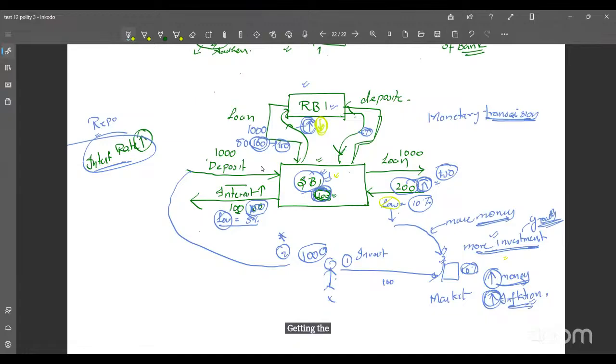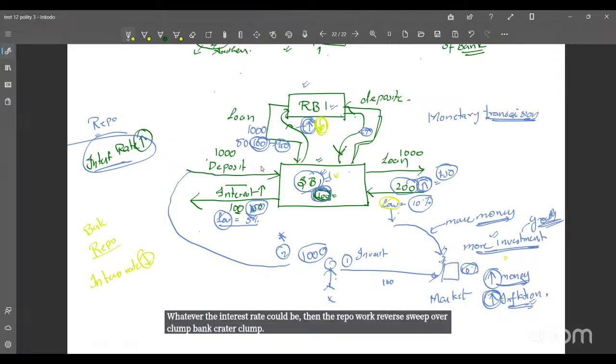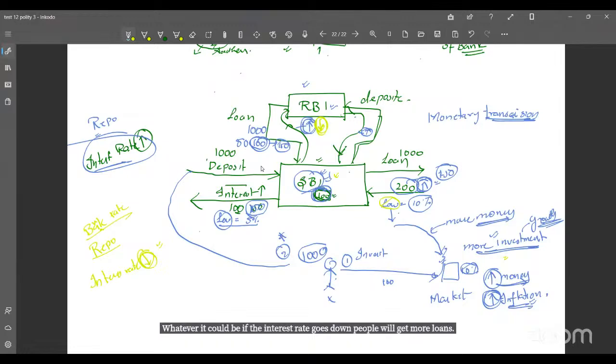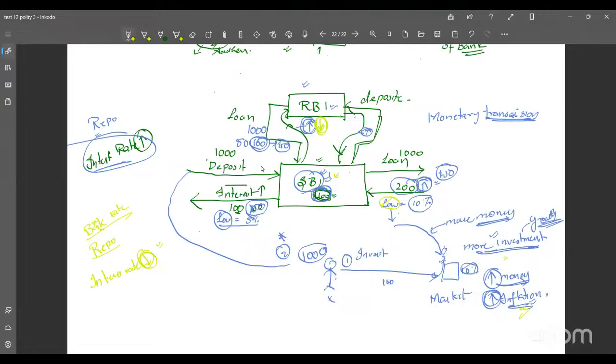Getting the point? Always remember this connection: whenever the interest rate goes down, whatever the interest rate could be, it could be repo, reverse repo, or bank rate, if the interest rate goes down, people will get more loans. People will take more loans, and if people take more loans, money supply will increase. If money supply increases, inflation will increase. This is a very minute detail which you have to be very careful about.